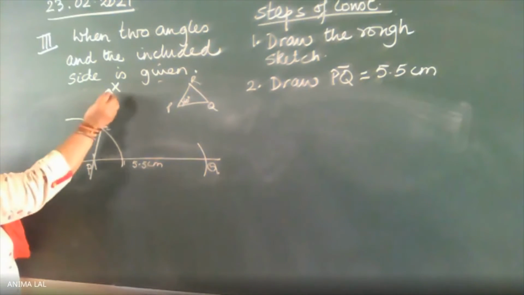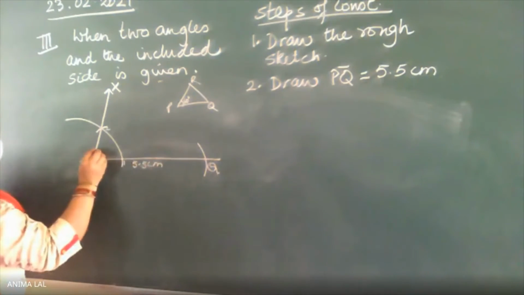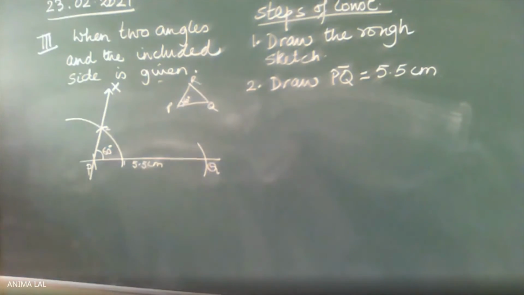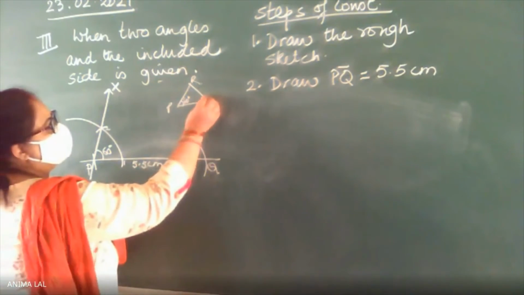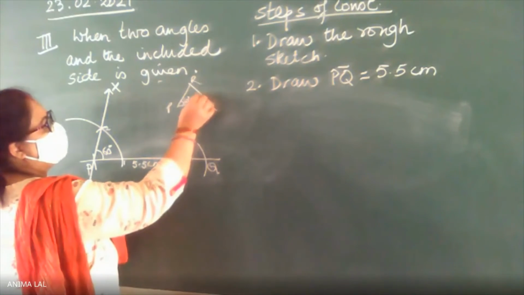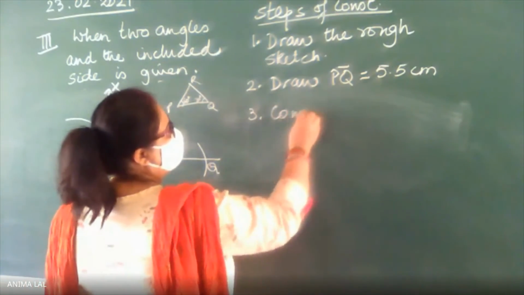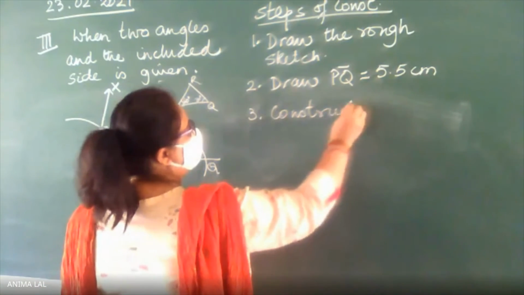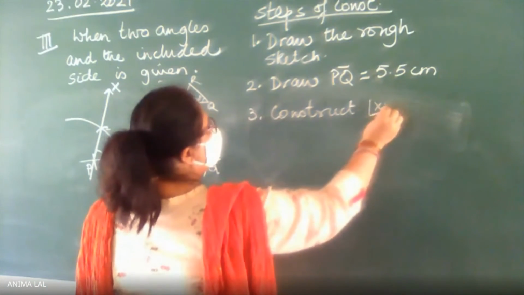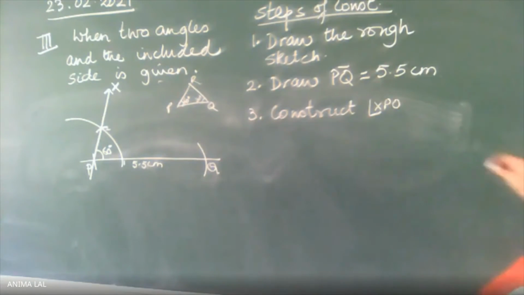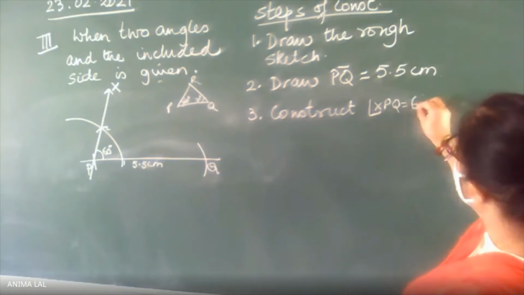Right, this angle XPQ is equal to 60 degrees. We can measure the angles afterwards. Okay, that will be 60 degrees. Now at Q, you have 30-degree angle. So your third step here was construct angle XPQ equal to 60 degrees.